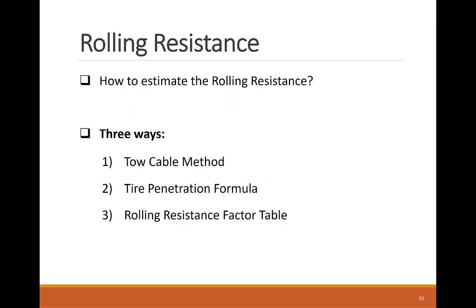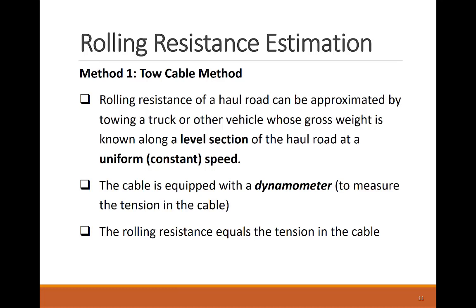Now, how can rolling resistance be estimated ahead of the project to be able to estimate the equipment speeds and production rates? There are three ways, which we will cover briefly. First, the rolling resistance of a haul surface can be experimentally estimated by using a towing dynamometer on a level road. The rolling resistance in this case equals the tension in the cable attached to the dynamometer.